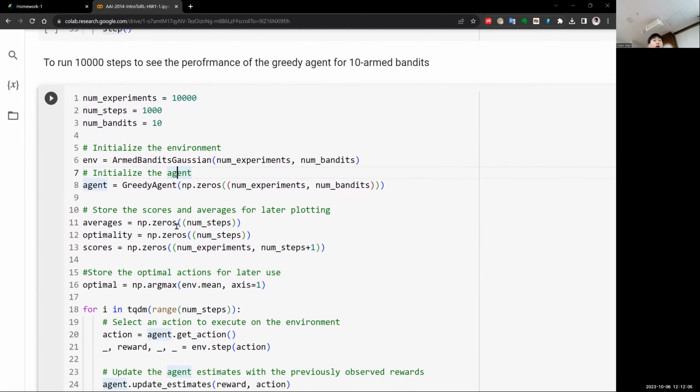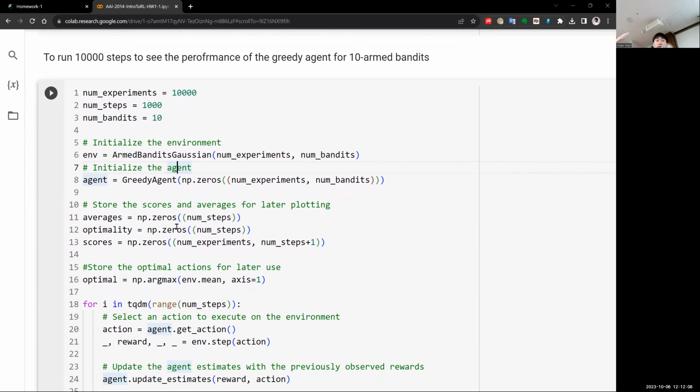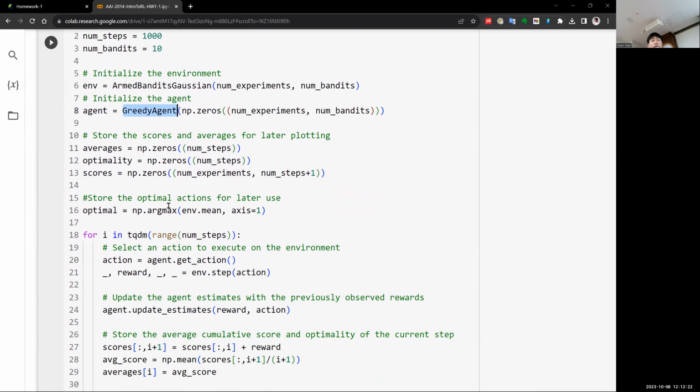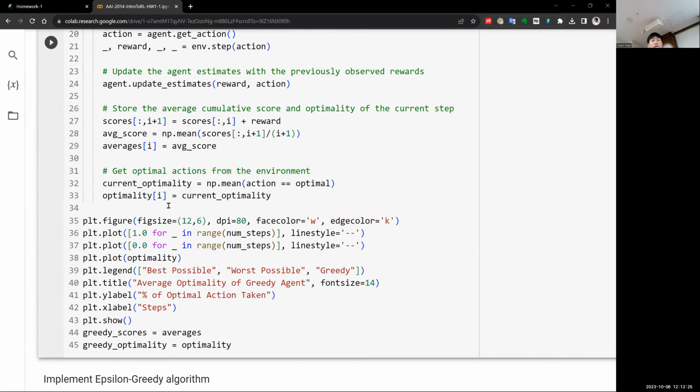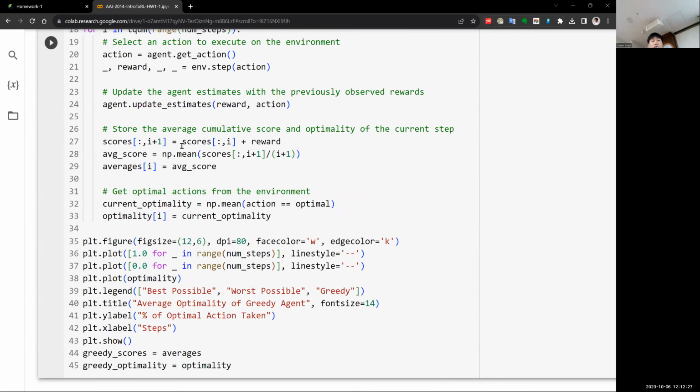And the next one is that we want to run a long-term experiment to see the performance of different methods. Basically we have two methods, right? Greedy and epsilon greedy. So in this case, we first try the greedy agent and we just run. You will see some result here.